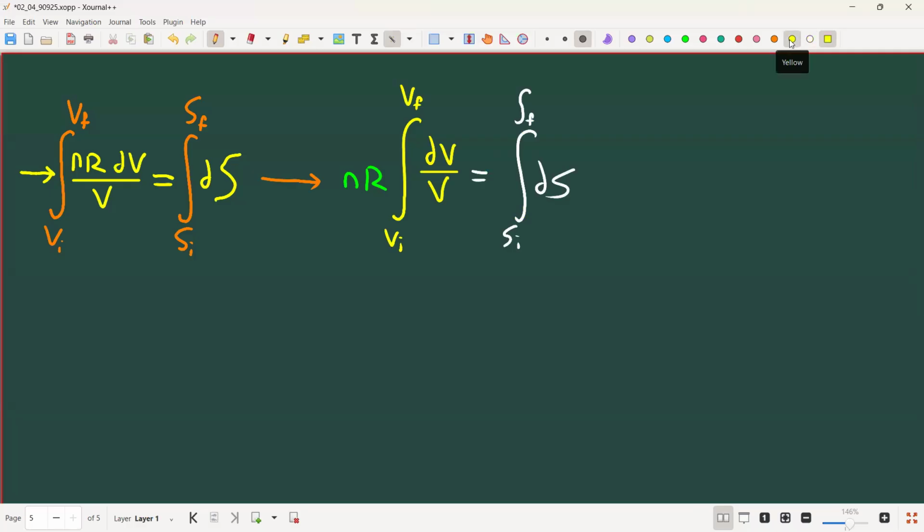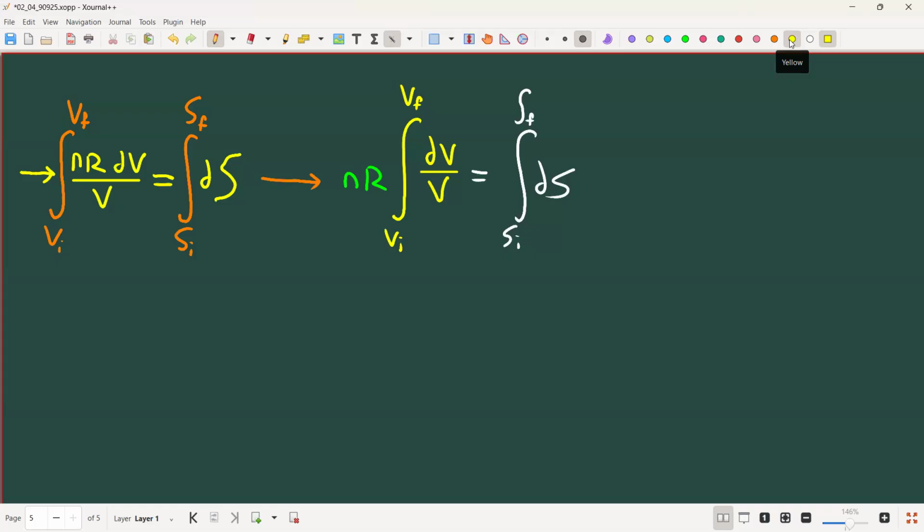What's the integral of 1 over V or 1 over X dx? Do you remember? Natural log of X. Right. So this is the integral of 1 over V. It's log of V. And then what's the integral of 1? It's X. So it's S.